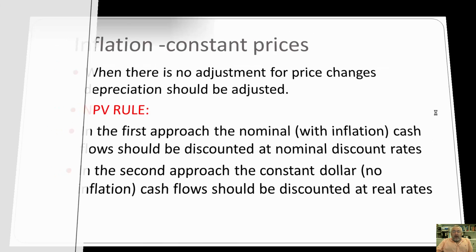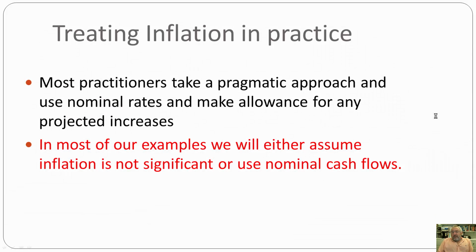Okay, so that's basically how we deal with it. How do we deal with it in practice? Look, to be honest, generally people tend to use nominal rates and try to predict forward prices. In most of our examples, we're going to keep it pretty simple. We're assuming inflation away, which, given the current inflationary environment, is a reasonable assumption to make.